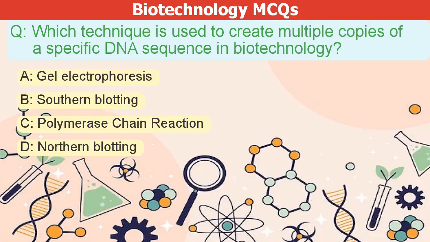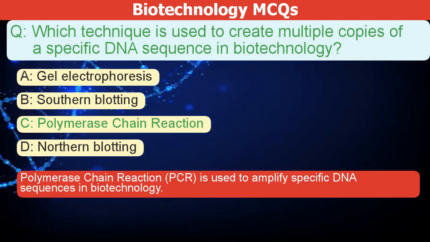Which technique is used to create multiple copies of a specific DNA sequence in biotechnology? A. Gel electrophoresis. B. Southern blotting. C. Polymerase chain reaction. D. Northern blotting. The correct answer is C. Polymerase chain reaction, PCR, is used to amplify specific DNA sequences in biotechnology.